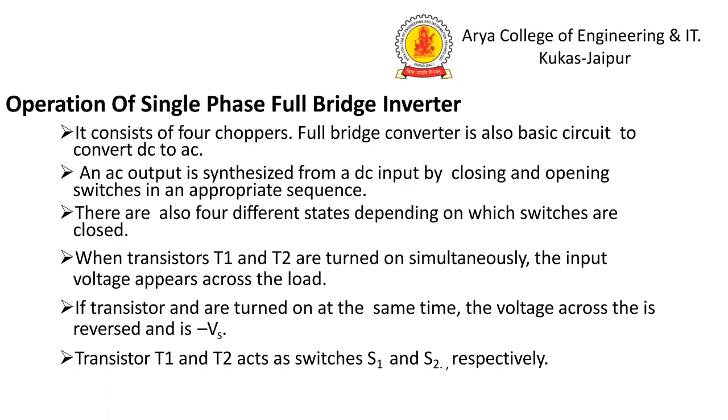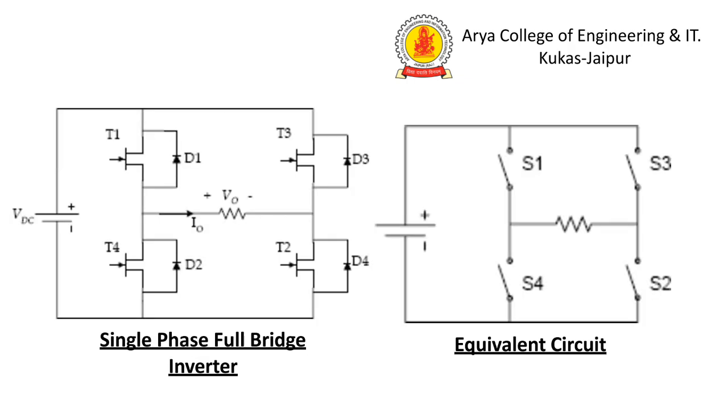When transistors T1 and T2 are turned on simultaneously, the input voltage appears across the load. If transistors T3 and T4 are turned on at the same time, the voltage across the load is minus Vs. Transistors T1 and T2 act as switches S1 and S2 respectively. You have seen in this figure that we have used transistors T1, T2, T3 and T4, with a parallel diode for reverse blocking mode.